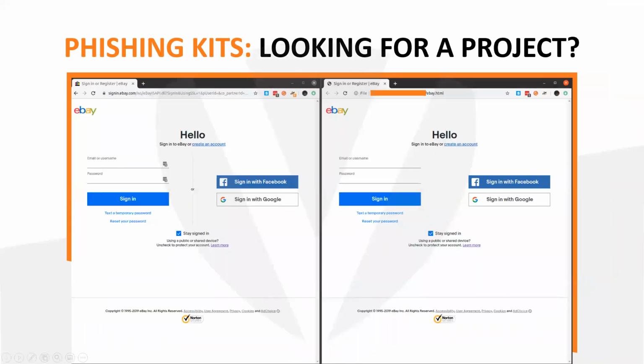And then just another example to really drive this home. This one, of course, for eBay, and again, just as difficult to tell the real one from the fake one. I think these examples really show why these kits can be so effective, and they make it so simple to launch as well.